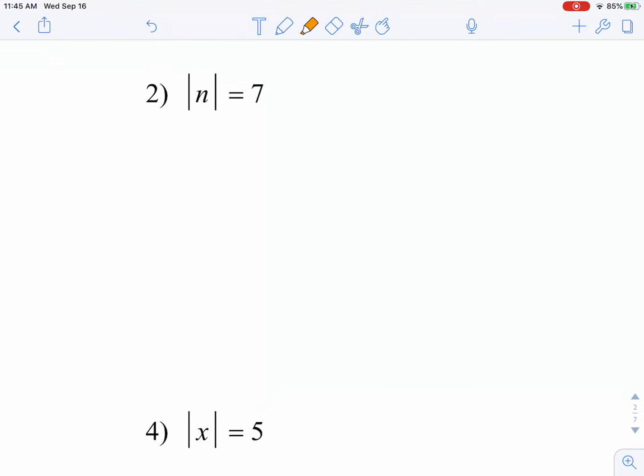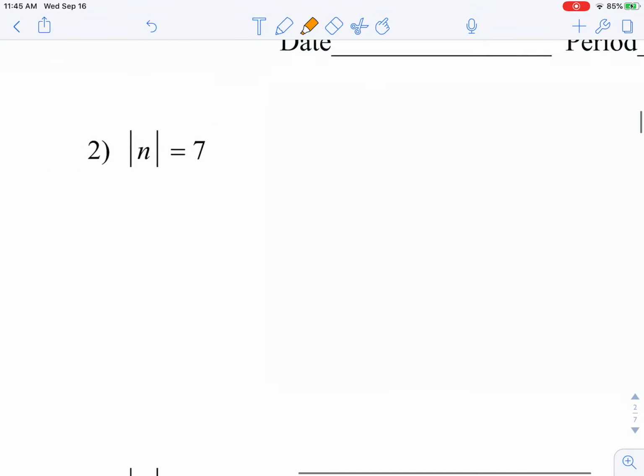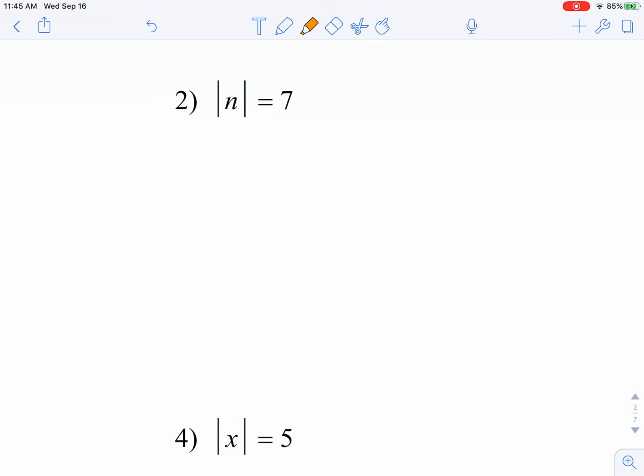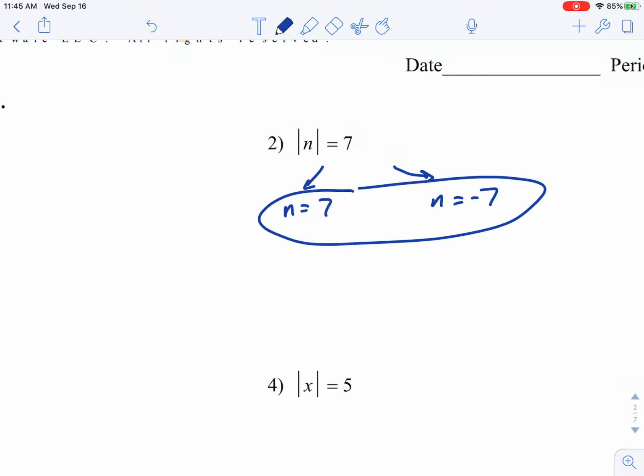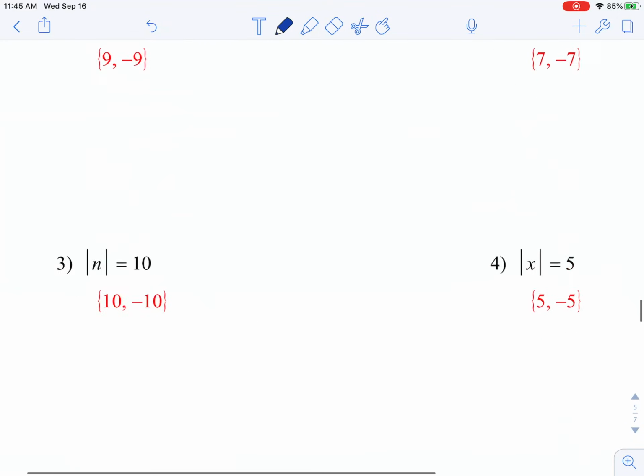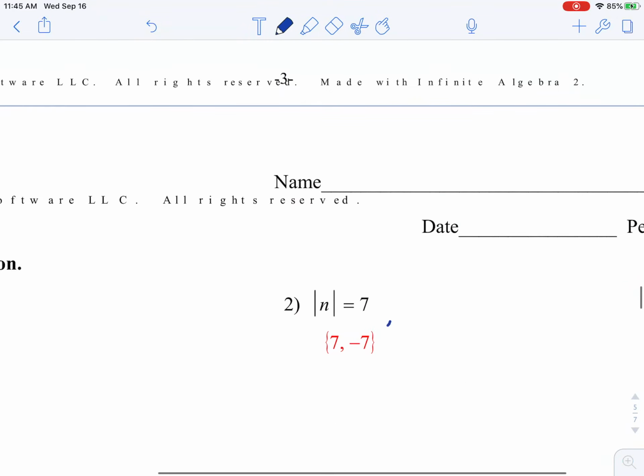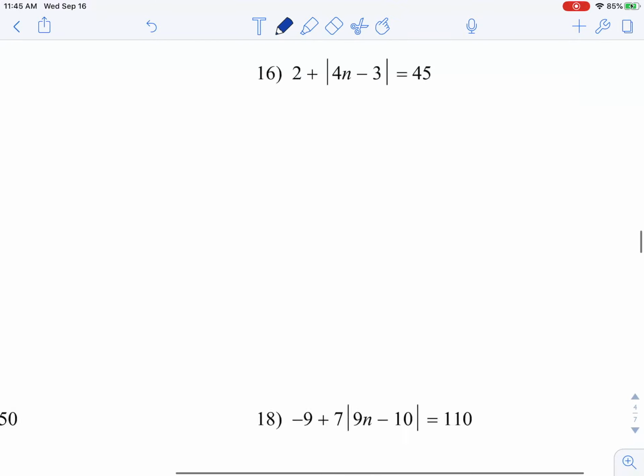If absolute value of n equals 7, solve for n. So you need to split this, let me get the pen, split this into two equations. One, n equals +7, the other one, n equals -7. And you're done. Those are the answers. Let me scroll down to number 2 so you can check it. And here they are. Now they wrote it, instead of n equals +7, n equals -7, they just combine them together in those little brackets, or they're called braces, to be honest. That's okay. That's just a detail.